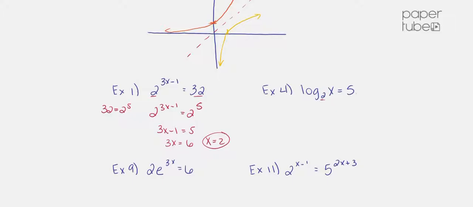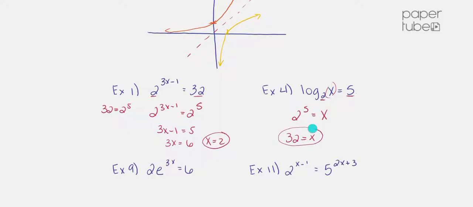So the base is the same, 2, but the output from the log is now what the input is for the exponential, and what was inside the log goes outside. So I can very quickly see that x must be 32 in this case, and we're done.